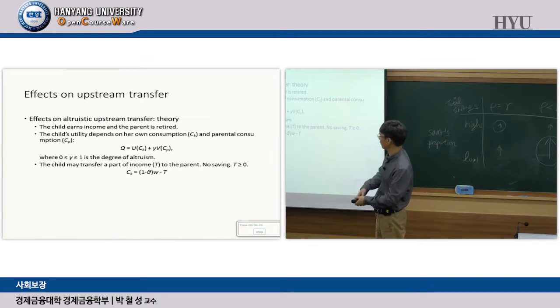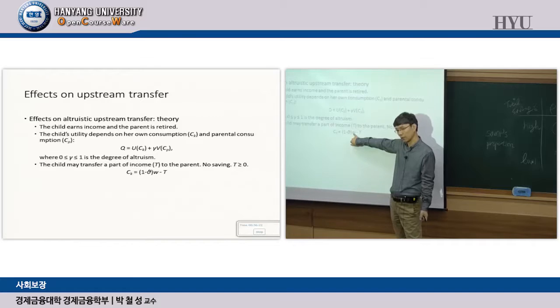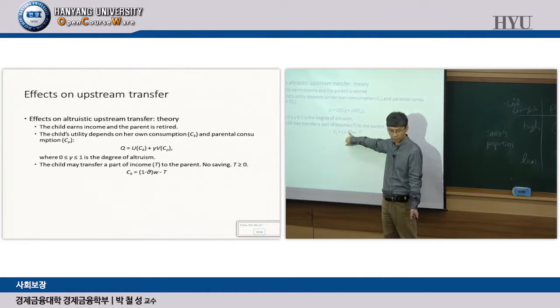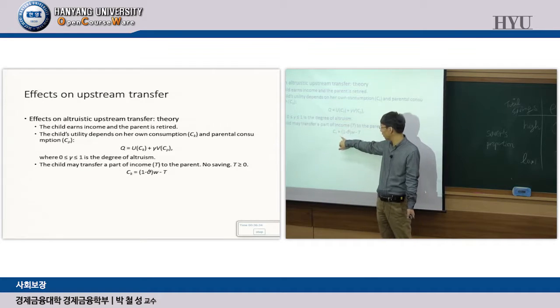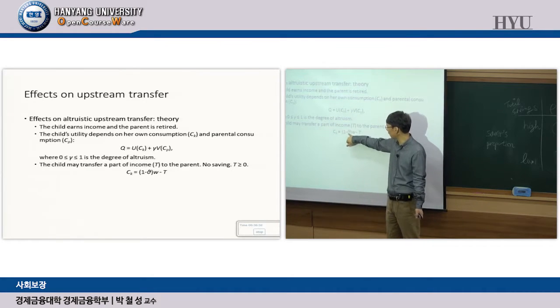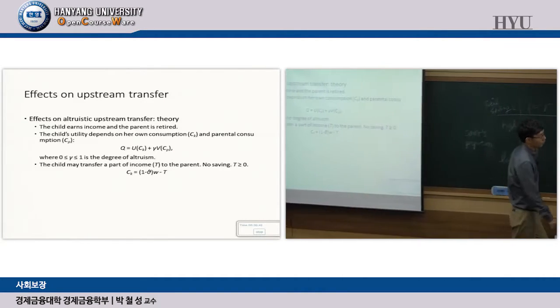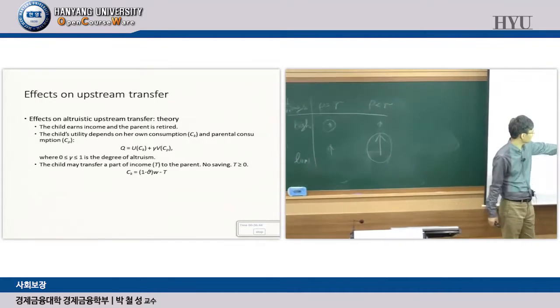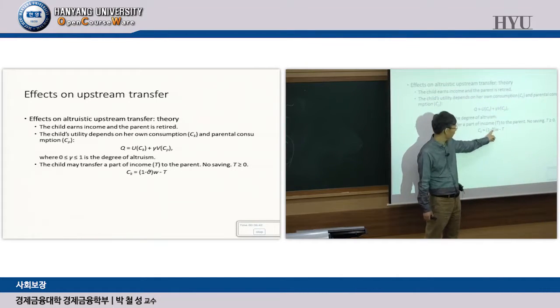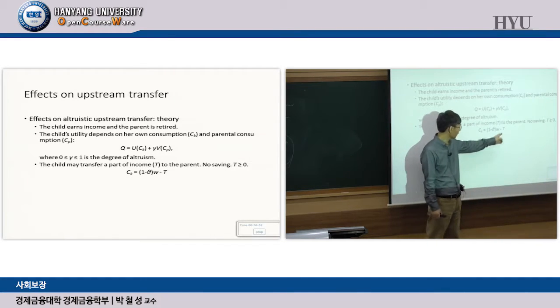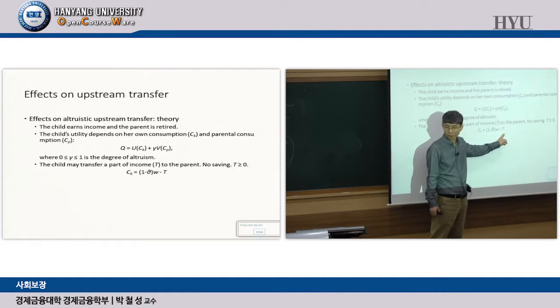Now, the child has her own income because she works, but she needs to pay her pension. So theta is the pension contribution rate. Her disposable income is (1 minus theta) times W. And she may transfer a part of her income to the parents. We call that T, the upstream transfer.